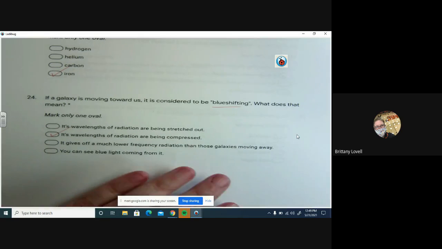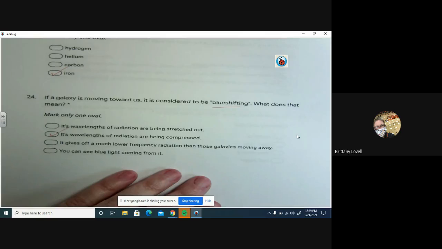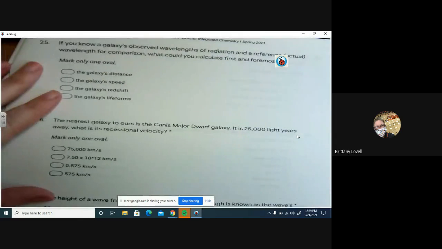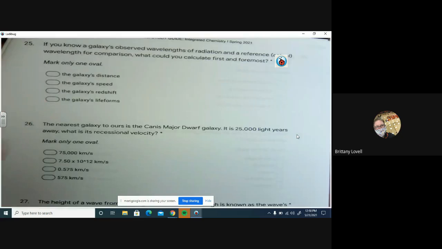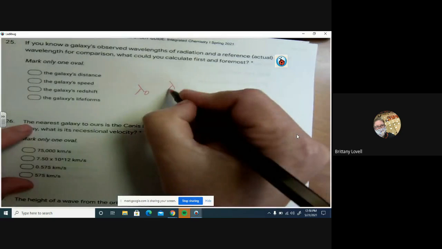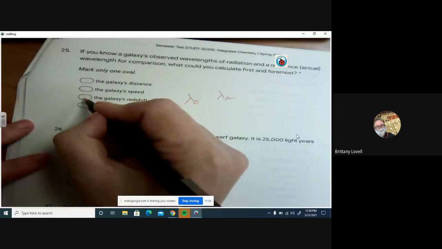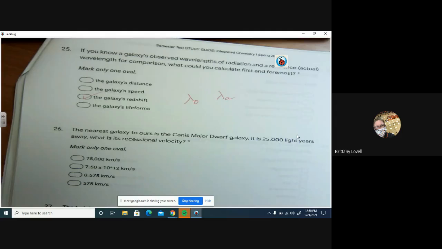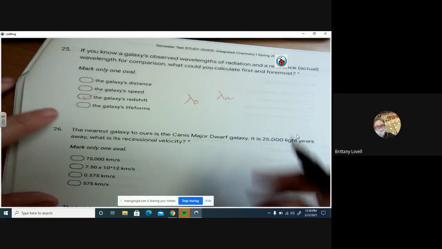If it's red shifting, they're being stretched out. If it's blue shifting, then they're being compressed. Number 25, if you know a galaxy's observed wavelengths, and if you know the actual reference wavelength, what else would you need to know? What could you calculate first and foremost? That would be redshift. That's the first thing you would need to calculate, which, by the way, is Z.